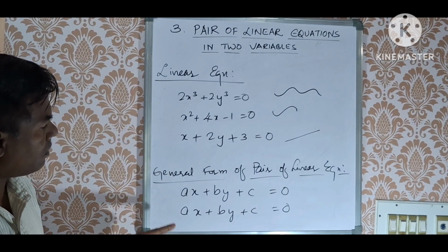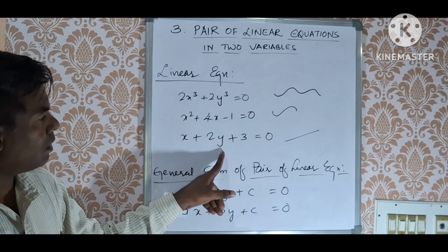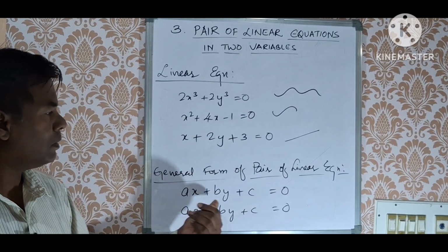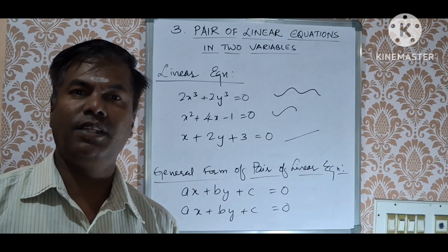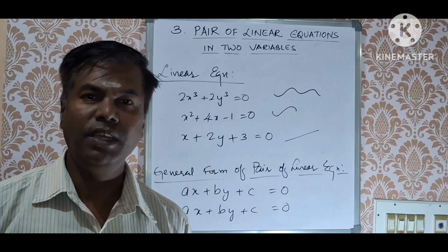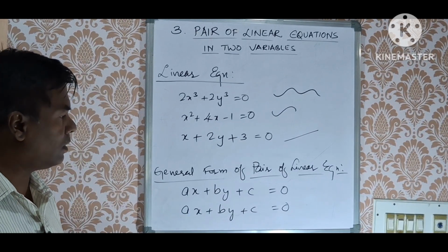The general form of a linear equation will be of the form: a is there, x is there, b is there, y is there, c is there. ax plus by plus c equals 0. This is the general form of a linear equation. What is the general form of a linear equation? ax plus by plus c equals 0 is the general form of a linear equation.